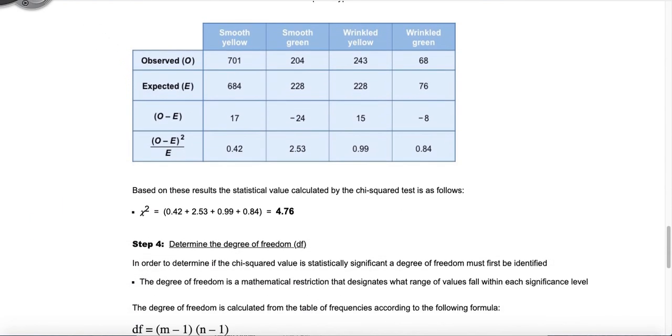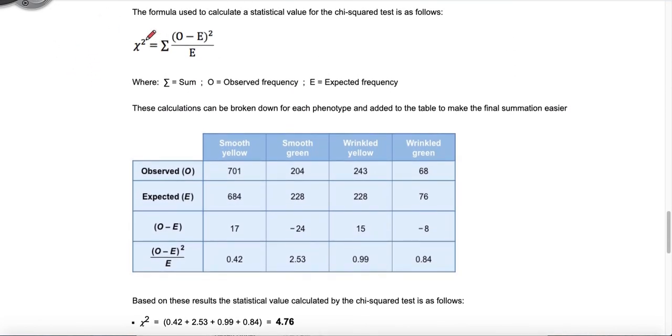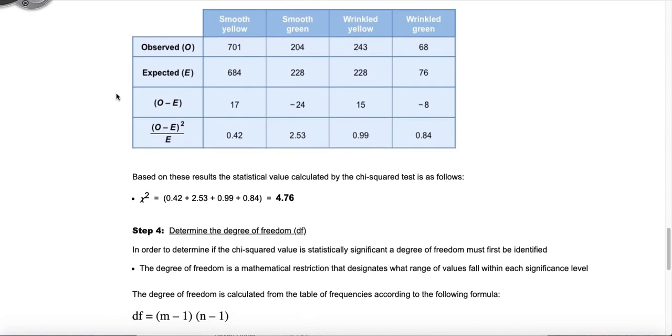So then what do I do? Well, let me move this up a little bit. So then remember that the chi-square value is the sum of everything. So I have to add all of my values here. And I get a chi-square value of 4.76. Okay? So now what do I do with that value of 4.76?